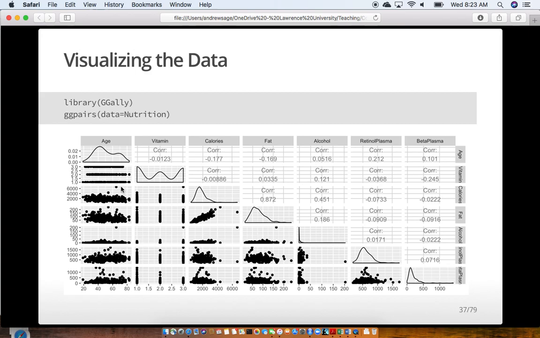Interesting to note, we have someone who claims to consume more than 6,000 calories in a day. Moving down a couple more rows, we also note a rather peculiar point where we have someone who claims to consume more than 200 alcoholic drinks in a week. We might be suspicious of some of these data points and consider removing them from our data set. Looking at the column for alcohol, again we see this outlier, this person who claims to drink a very large number of drinks.